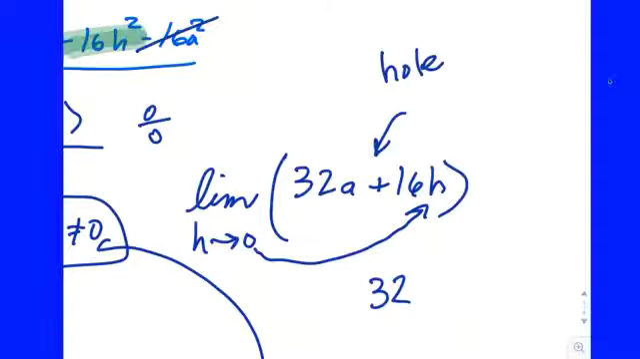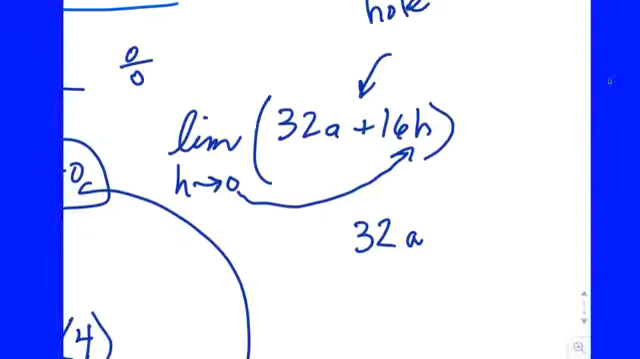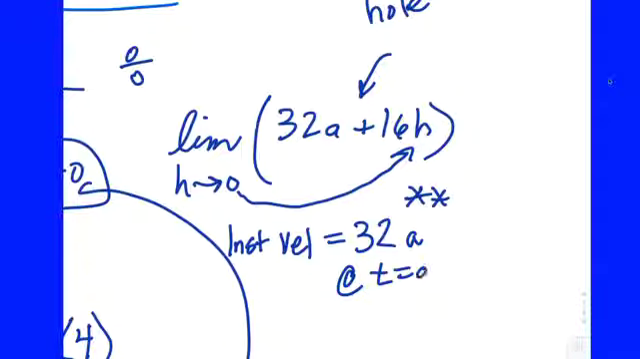times a plus 0. This now is the Holy Grail equation, because this no longer gives us the average velocity. This gives us the instantaneous velocity at time equals a.